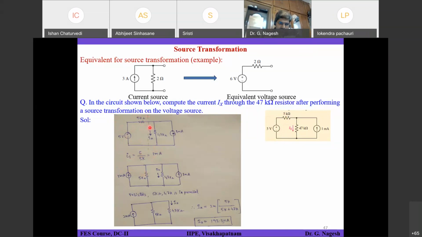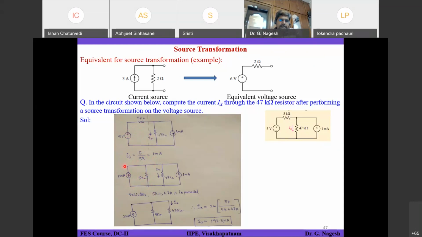That means the left hand side of this dotted line in the first figure is the same as this part, 1 milliampere in parallel with 5 kilo ohms. Both are identical. Simply, I have converted a voltage source with its internal resistance into a current source with its internal resistance. Is it clear?